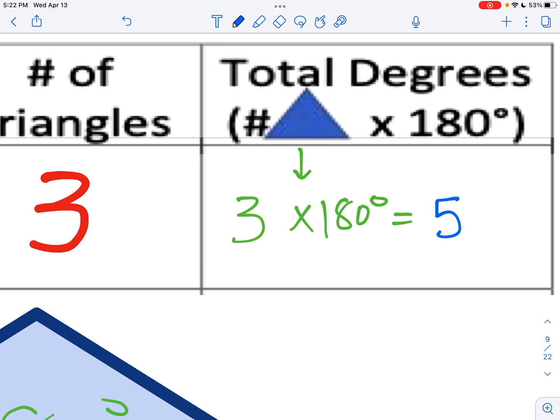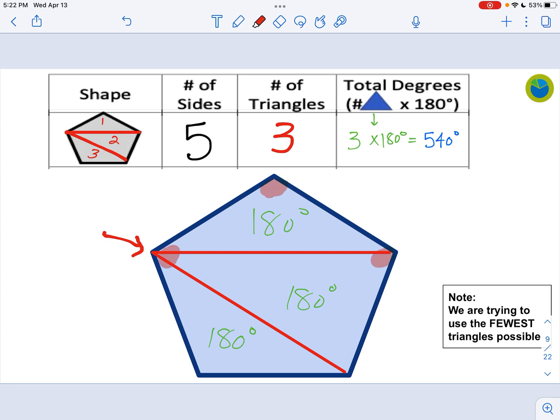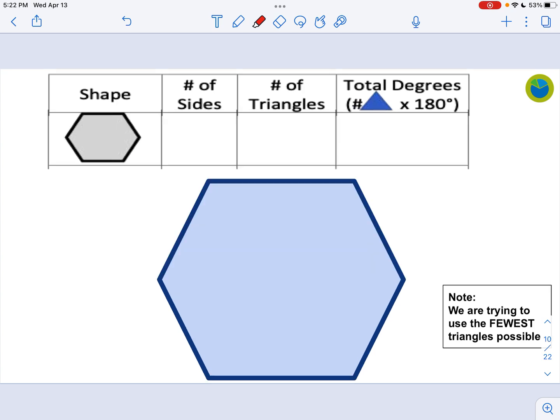The answer is 540 degrees if you have that smiley face, right? So we can find out the sum of the interior angles. We can add up every single one of these interior corners. Even though they're all maybe a different size, I know that if I added them all together, it would be 540 degrees. And this strategy works no matter what polygon you have. If you have a straight-sided shape, you can use this strategy over and over.